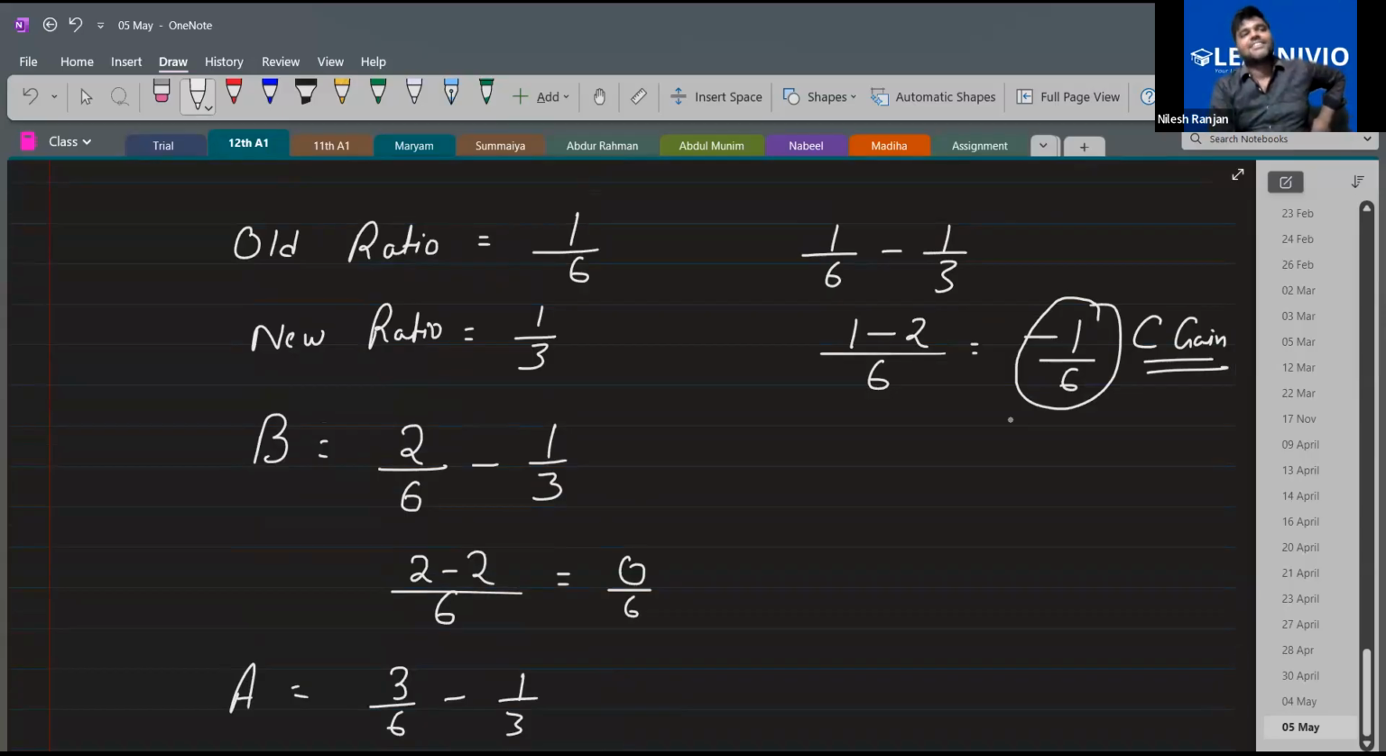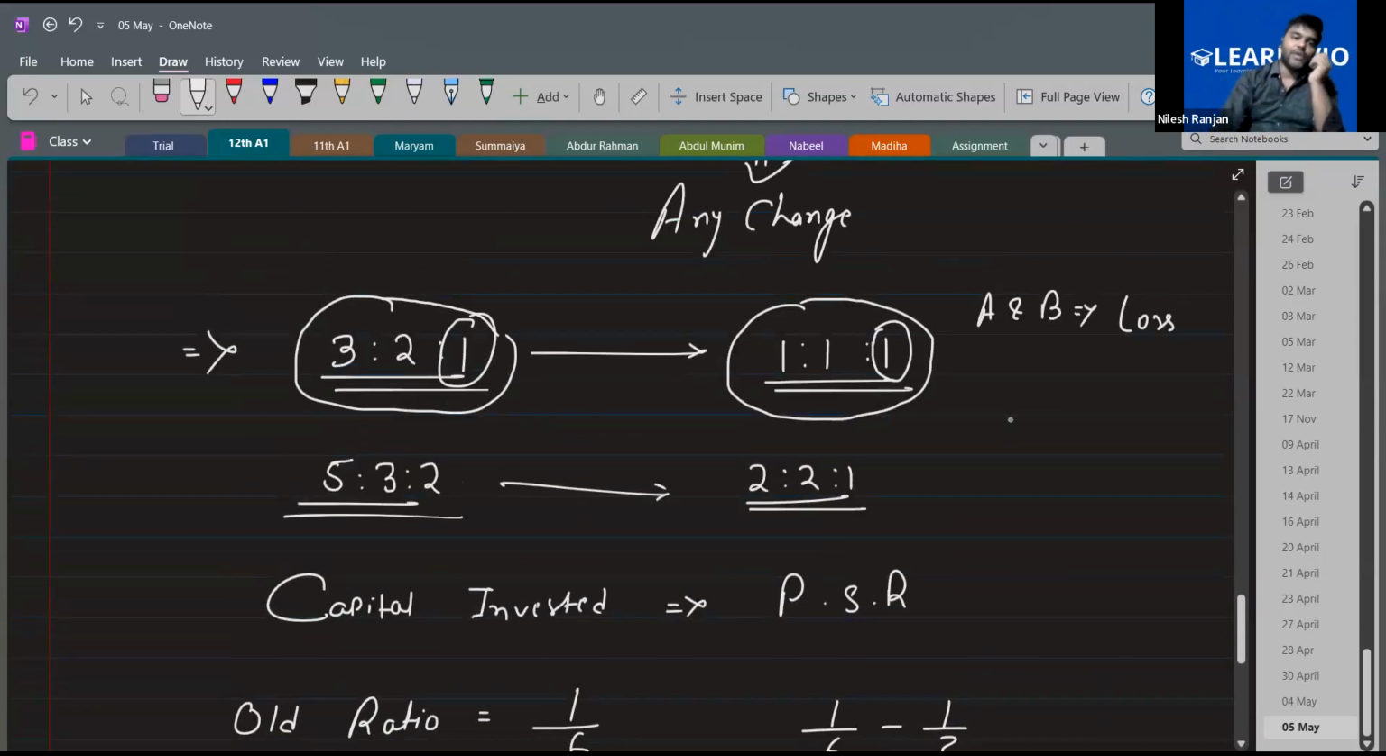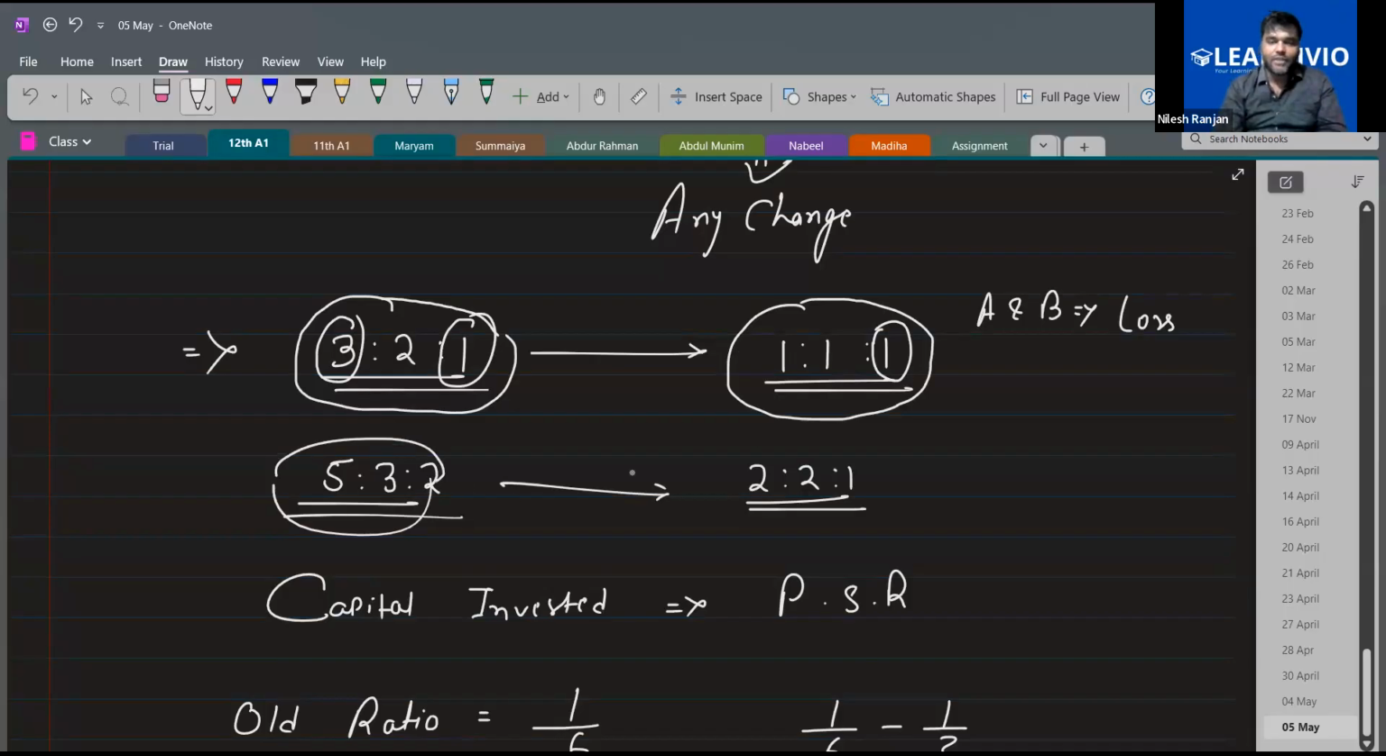Yes, sir. So this is how we calculate the difference between the ratios, by using fractions, not only the ratio. If you do it that way, your answer is incorrect. If we do it like 3 minus 1, it will be 2, 2 minus 1 will be 1, and 1 minus 1 will be 0. No, you have to write it separately. For every partner, you have to use the fraction: 2 by 5, 2 by 5, 1 by 5. 5 by 10, 3 by 10, 2 by 10. You have to do this.